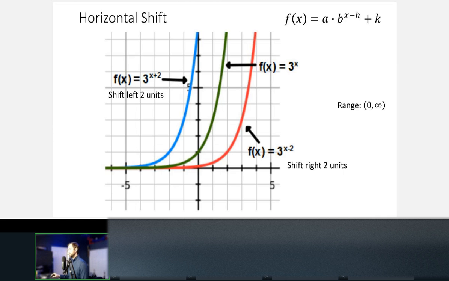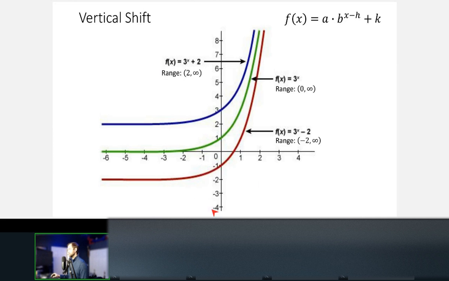So let me go back to this one. The range of this one, we're shifting down 2, so it's from -2 to infinity. This one has no shift, 0 to infinity. This one has a shift of 2 going up, a vertical shift, so this is from 2 to infinity.